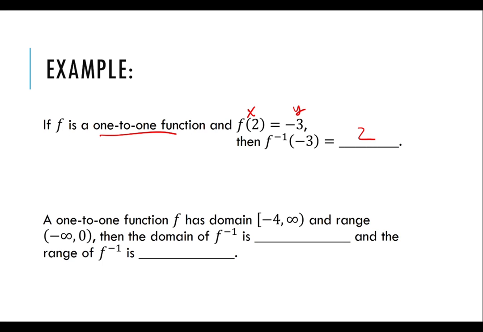A one-to-one function f has a domain from negative 4 to infinity, including negative 4, and a range of negative infinity to 0. Then the domain of f inverse is going to be what? Well, it's going to be the range of your original function. So it's going to be negative infinity to 0. And then the range of f inverse is going to be the domain of the original function, and so that's going to be from negative 4 inclusive up to infinity.